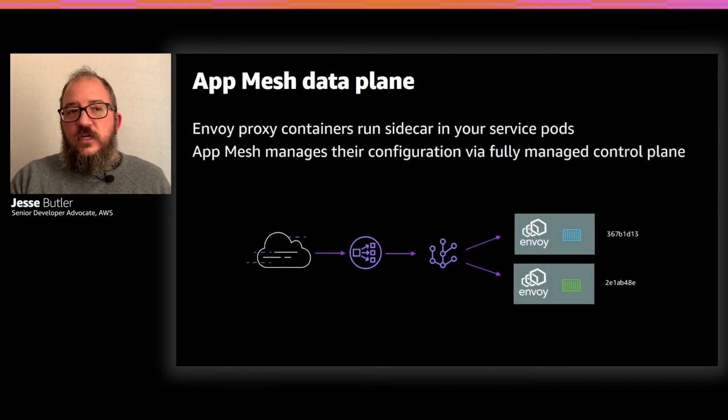And so what this looks like under the covers is that the control plane in Kubernetes is actually running Envoy container proxy instances as sidecars in each of your pods where your microservices are running. So Appmesh manages the configuration fully through the control plane, and Envoy manages all of the traffic on the wire.